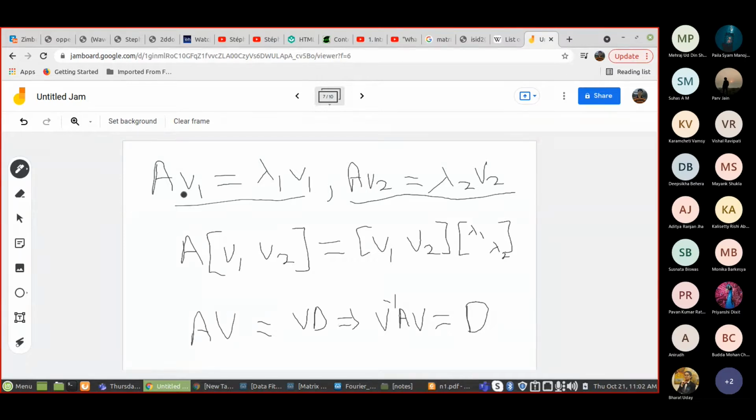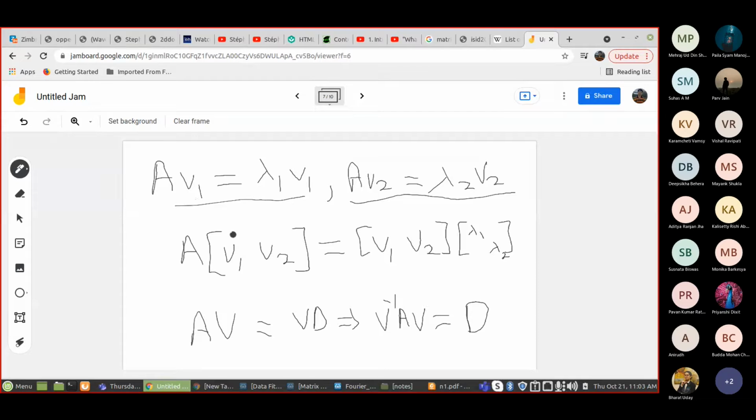So in general, you can have multiple eigenvectors and multiple eigenvalues. If A is n cross n, then there are n eigenvalues, but you may not always have n eigenvectors. We will not get into those complications. Suppose there are n eigenvectors. To start with, let's just take these two eigenvectors, V1 and V2.